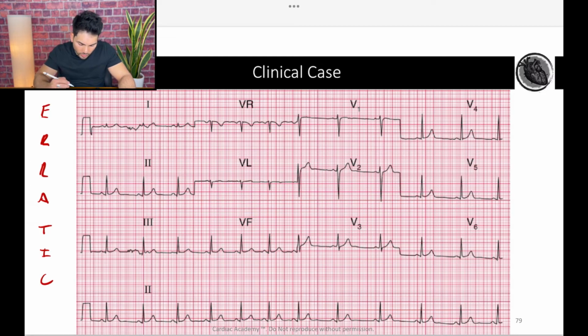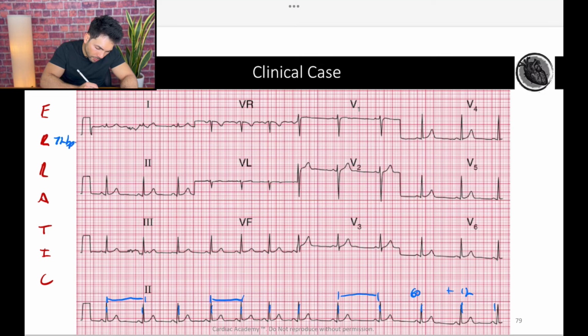okay? So let's look at the rhythm strip, and we can see that the rhythm is actually irregular because there's a difference in between QRS and QRS. So in this case, it's better to do the second method. So let's count the number of QRSs. 1, 2, 3, 4, 5, 6, 7, 8, 9, 10. That's 60. 1, 2, that's 12. So we have 72 beats per minute. That's our rate. Now rhythm.